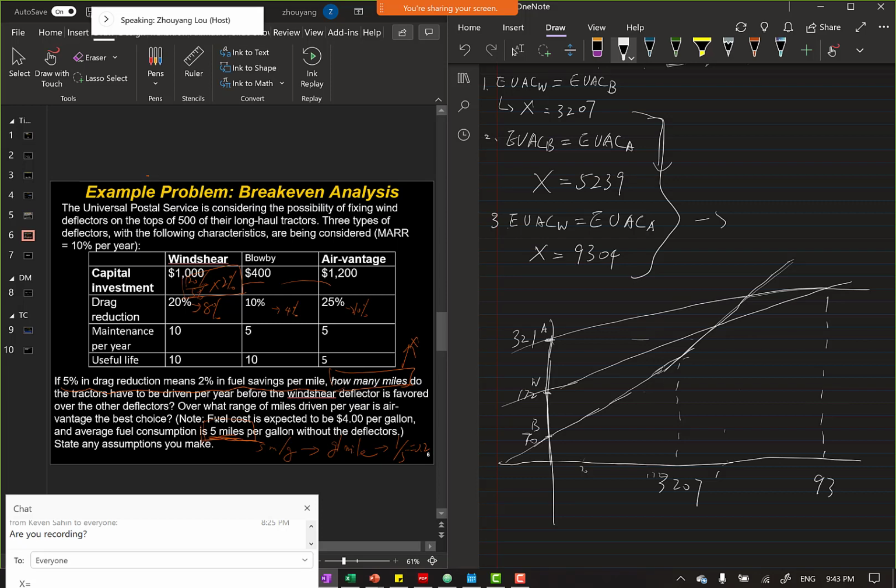So this is the cross. This is air advantage. This line is the wind shear, and that intersection is 9304. And we have this blow by, and this one is wind shear. Blow by and wind shear is 3207. And this line, that's air advantage and blow by, that's 5239.